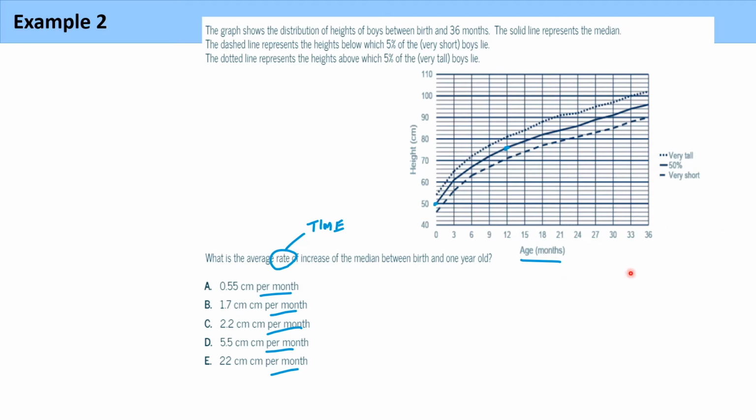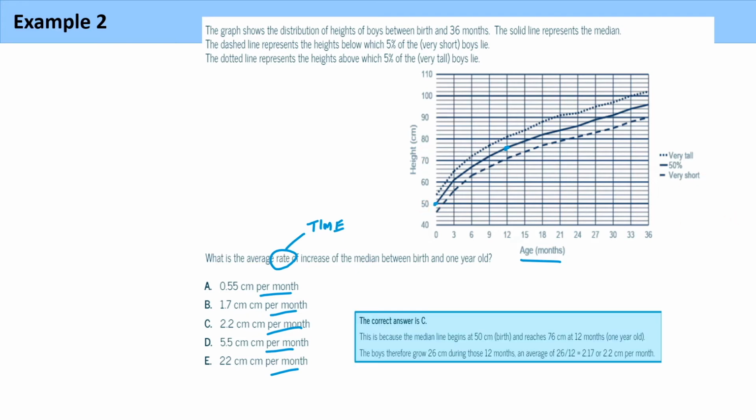So now what we need to see is which time period it's in. So it says between birth and 1 year old. Now this you have to translate to the fact that it means between 0 months and 12 months. And that's these 2 points here, these 2 blue points here. So now if we just read off the y values, then we get the values of 50 centimeters at birth and 76 centimeters at 12 months. And then, as they've shown here quite clearly, you divide it up by 12 and that gives you the average change in height over months.